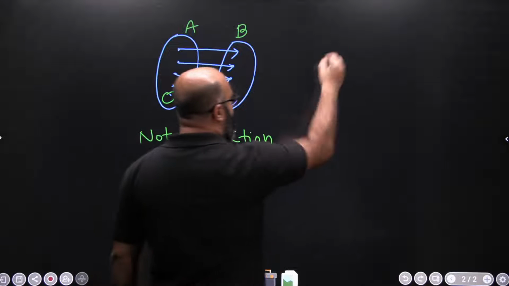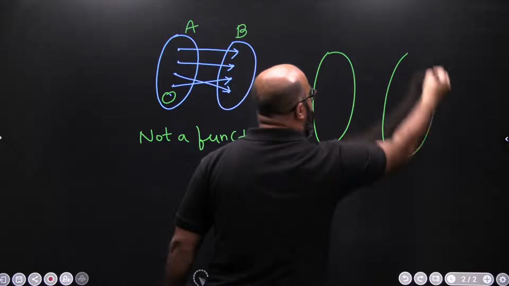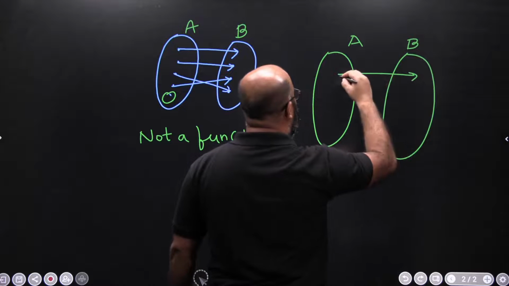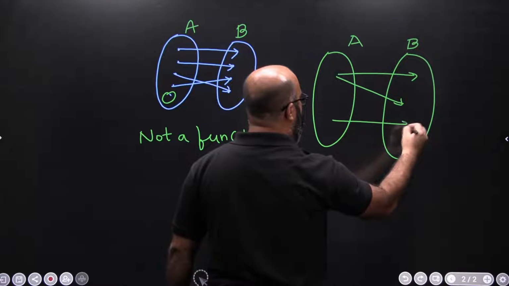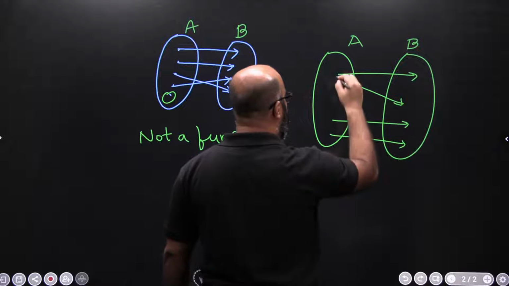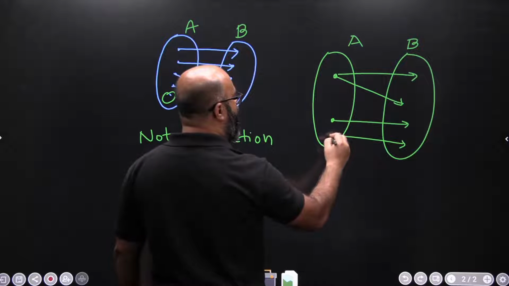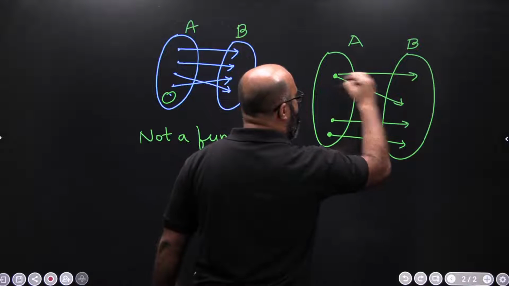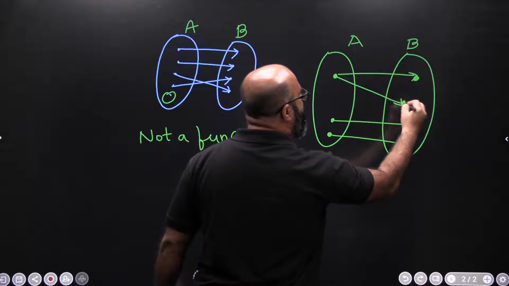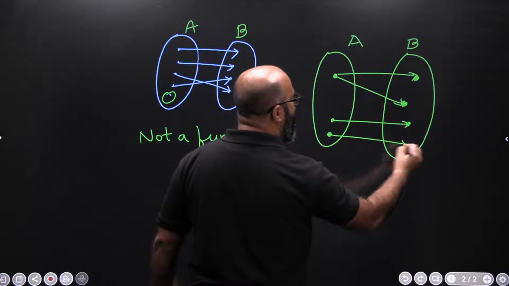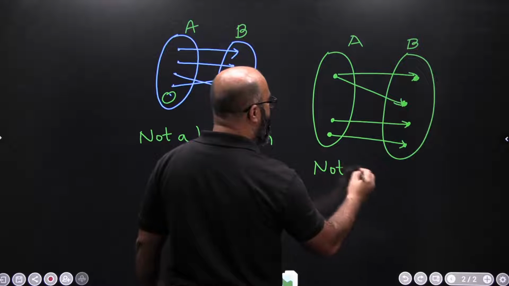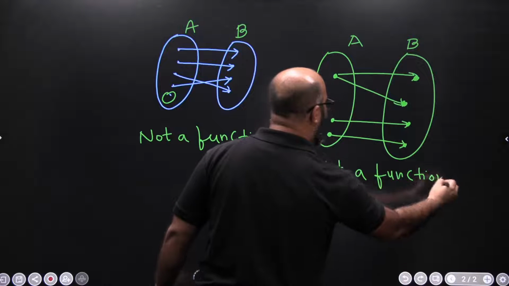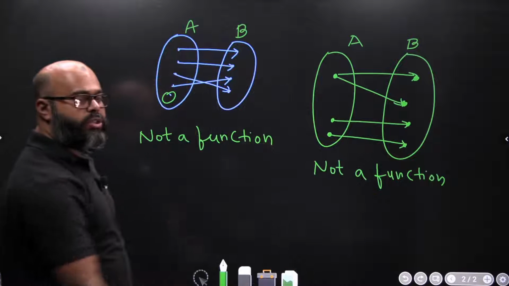If you take a relation like this from A to B, where the elements are mapped as shown, is this a function or not? You will say that since this element has two distinct images, it is not a function. Why is it not a function? Because there are two distinct images of this element from set A in set B.